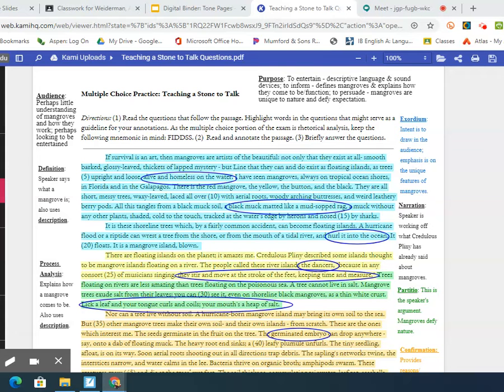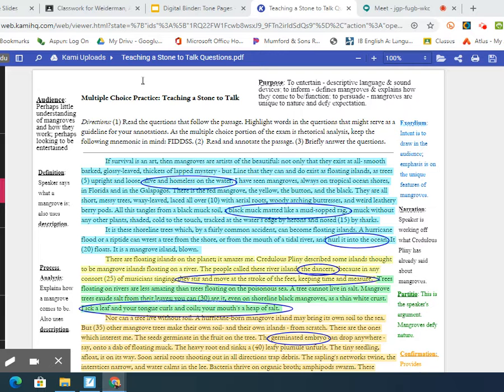Break down tone. So what is the author's attitude towards the subject? And this ties into purpose. This ties into everything that we've actually been doing. So we know our subject here, right? I'm going to add this up here.